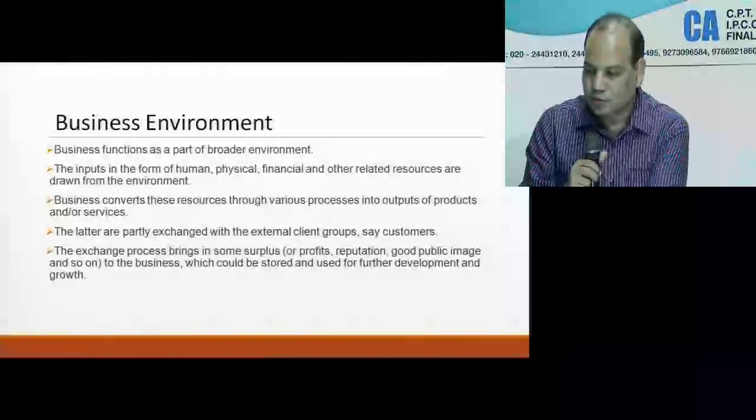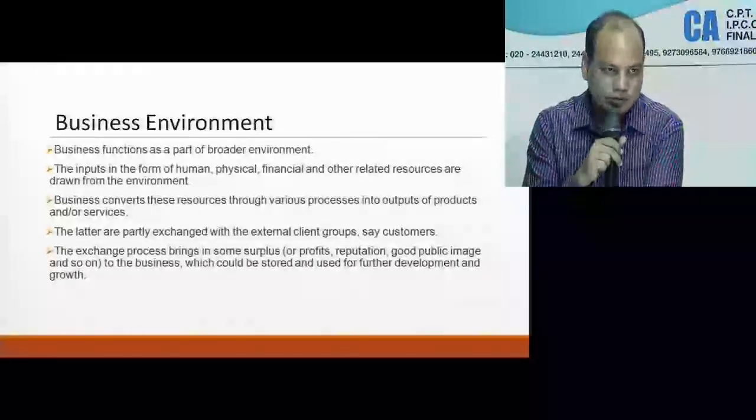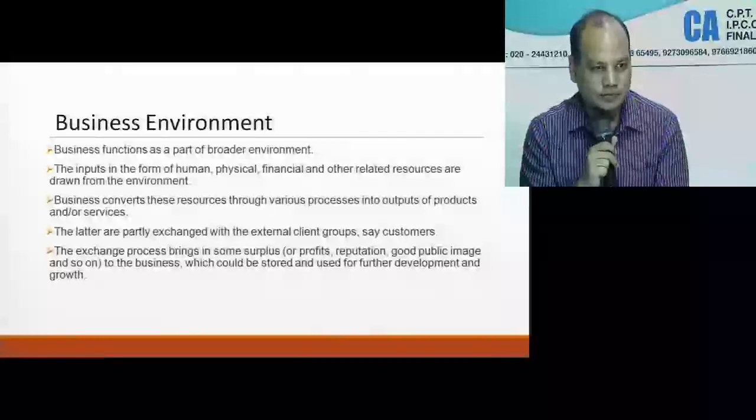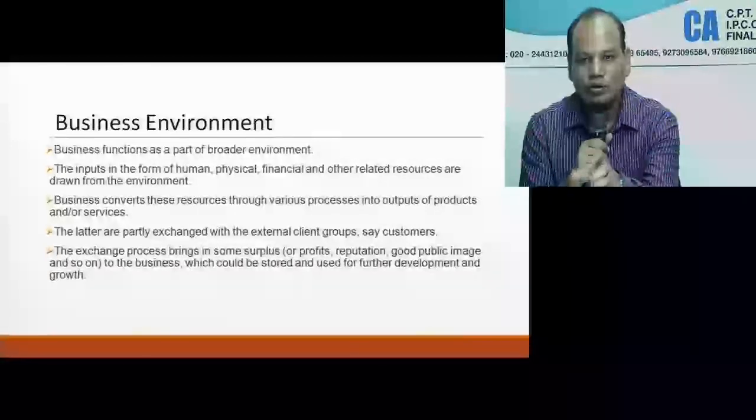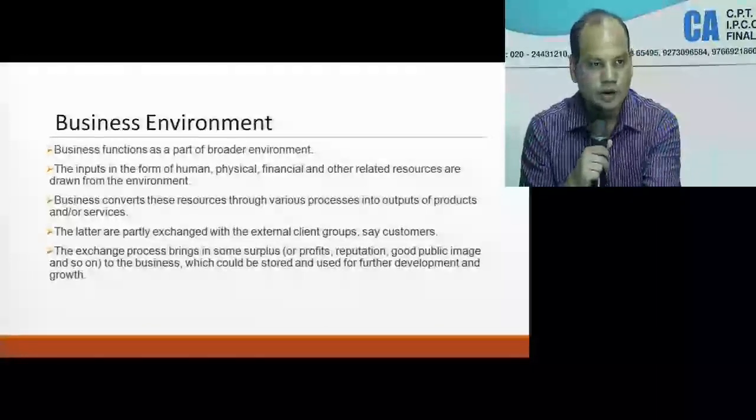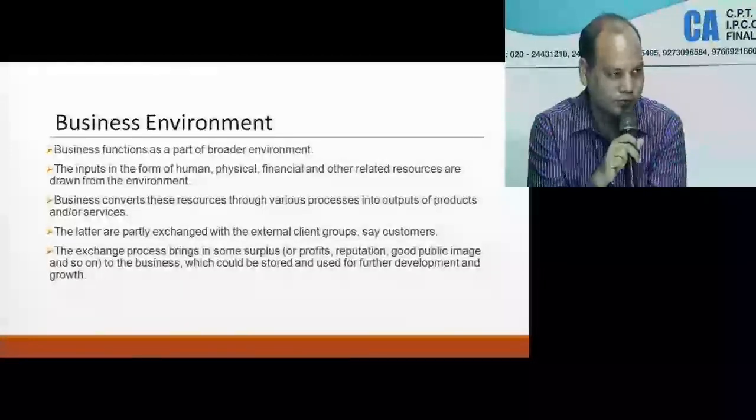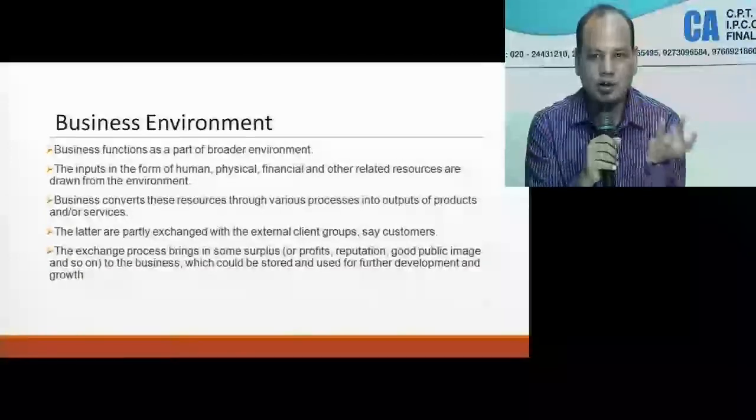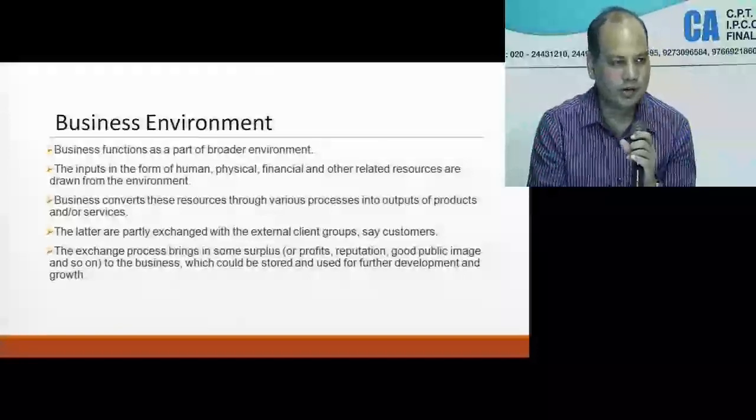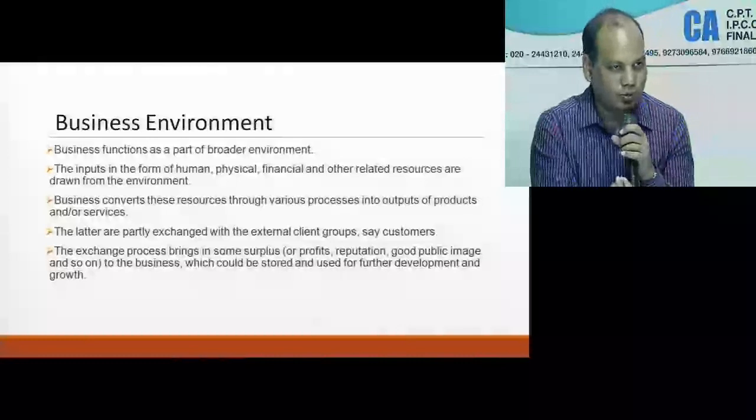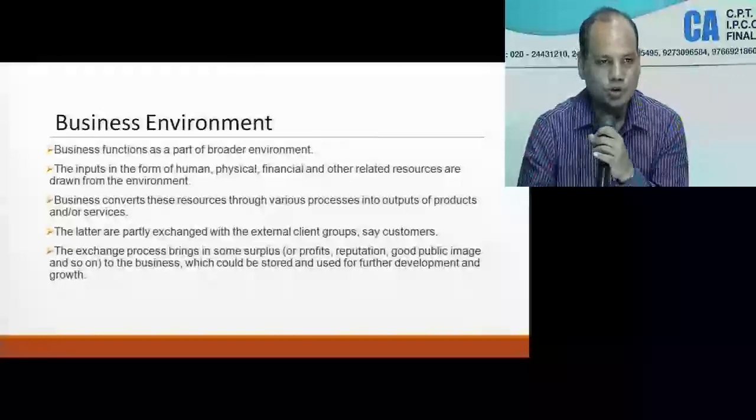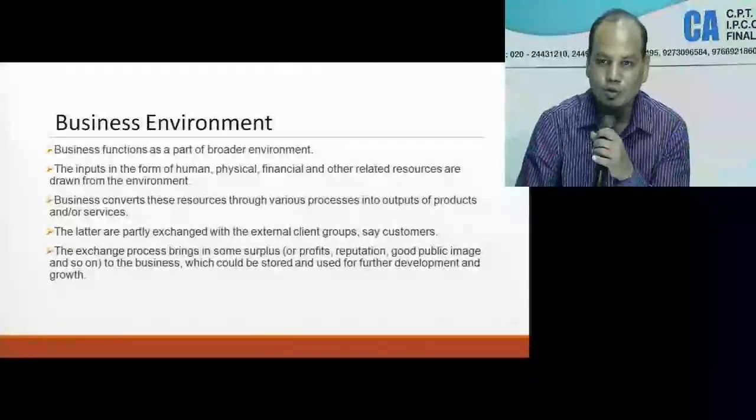Business converts these resources through various processes into output of products and service. This was also one of the definitions of business. Business takes resources from environment, converts these resources into output. Those outputs may be goods or services. Is it right? Which are consumed by customers and consumers. So this is the main function of business. It takes input from the environment and it returns output back to the environment. That is the relationship between business and environment. So it takes input, raw material, labor, capital, okay, land, and it produces goods and service which are again returned back to the environment.